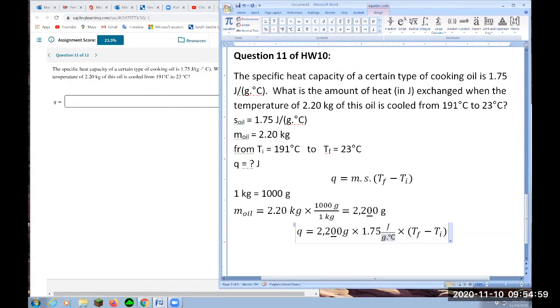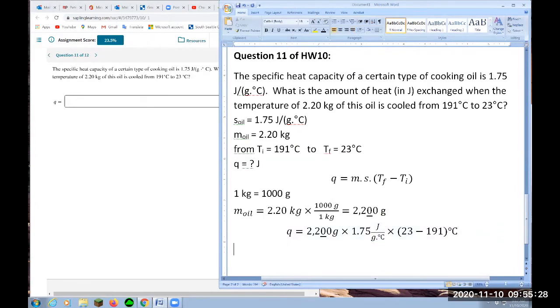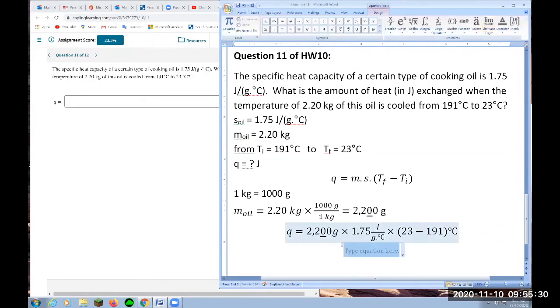And we need now to multiply by Tf minus Ti. Tf is 23 degrees Celsius. Ti is 191 degrees Celsius. So all of this is degrees Celsius here. I will put the degrees Celsius outside of the parentheses. So we can see that grams will cancel, degrees Celsius will cancel, and we'll be left with joules, which is the unit we expect for Q. So Q then will be equal to, and we need to calculate the intermediate answer here. So let's rewrite everything.